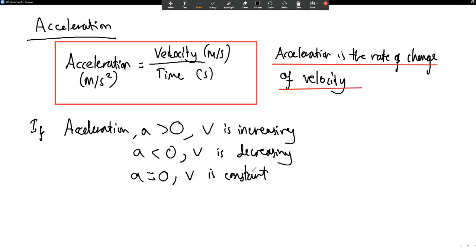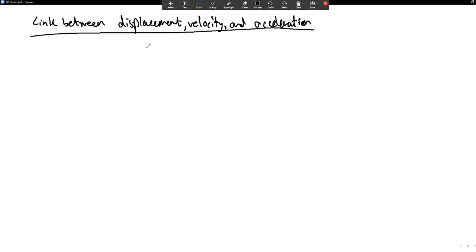But when acceleration is 0, the object is still moving. It's just not picking up any velocity or losing any velocity, or picking up any speed or losing any speed. It's just staying at the same velocity. Right. So now we can use these three values, displacement, velocity, and acceleration, and we can link them all together.